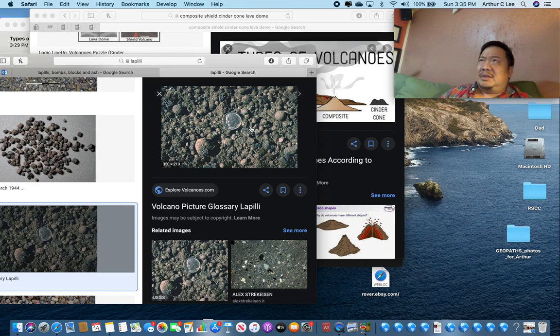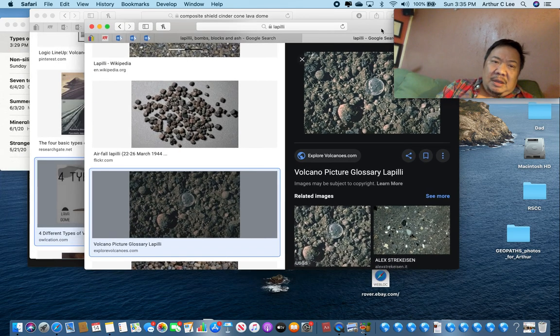Best way I could put it is, as a former artilleryman, when I was in the Army, there's something called shrapnel. Shrapnel is when an artillery shell or a mortar shell explodes, little chunks of metal are shot out in all directions, killing the enemy or wounding them. Well, that's what lapilli is like.